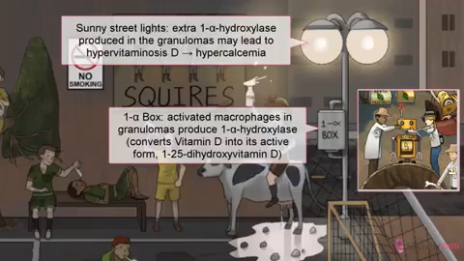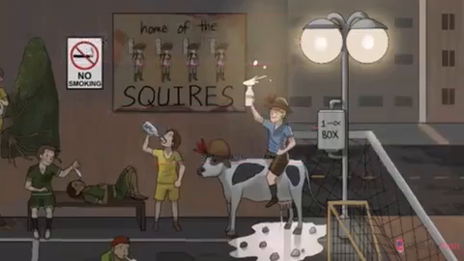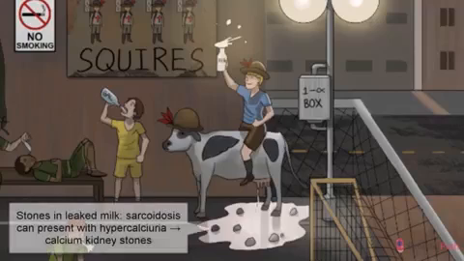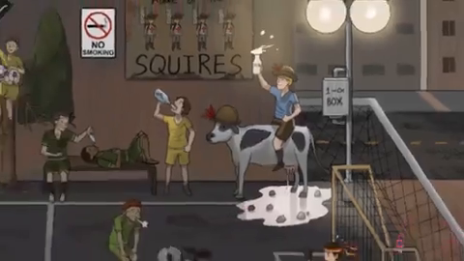Notice that they're being powered by that 1-alpha box, to remind you of extra 1-alpha hydroxylase activity specifically. And as you can imagine, more active vitamin D means increased calcium absorption in the gut, and hypercalcemia. Hypercalcemia, in turn, can even lead to hypercalciuria. See all that milk dripping out of the cow? You'll spot a few stones mixed in there, because increased calcium in the urine means an increased chance of calcium kidney stones. No, thank you.